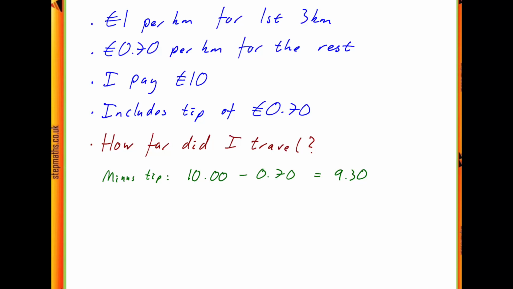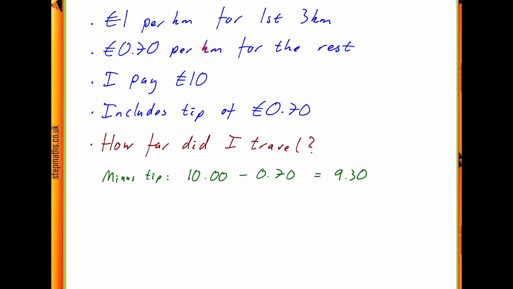And then we know that it's €1 per kilometre for the first 3 kilometres. That's if you travel 3 kilometres, that's going to be €3, and then after that point you start being charged the lower rate. So because this is more than €3, I must have travelled more than 3 kilometres. So if I just take off the amount that I was charged at this rate, then I'll be able to work out how far I travelled at this rate.